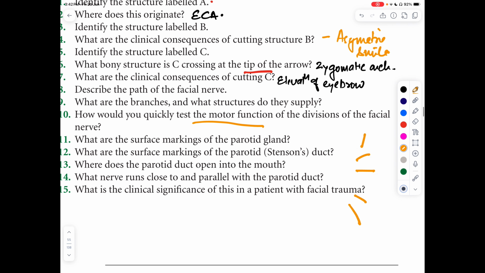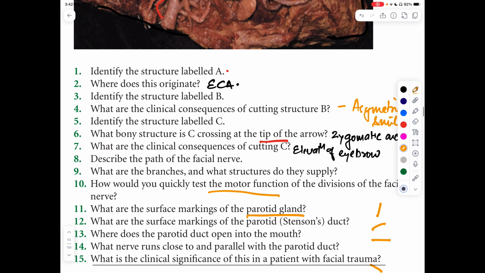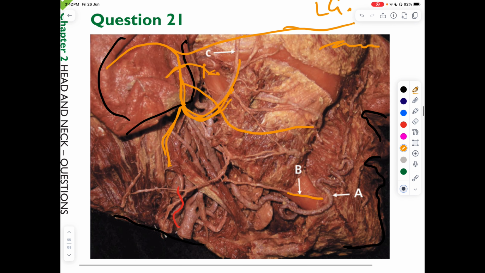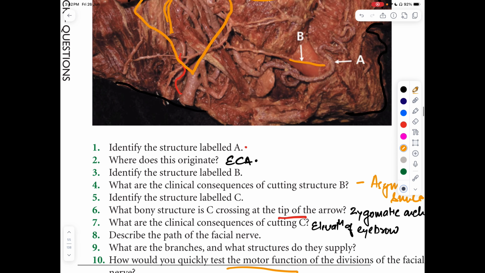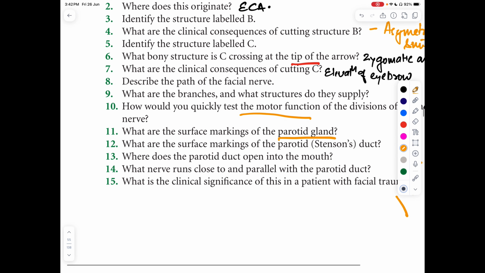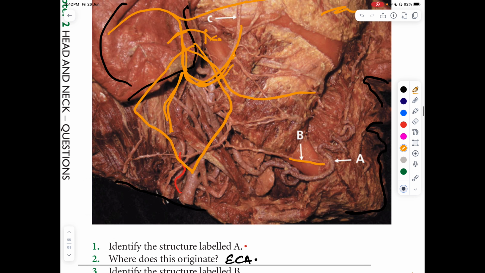Surface marking of the parotid gland. The location of the parotid: it is from the tragus of the ear, to the angle of the mandible below here, and goes up to the mastoid. This is the parotid triangle. Then where does the parotid duct open? If you see the upper second molar tooth, it starts from here and it opens opposite the upper second molar tooth.